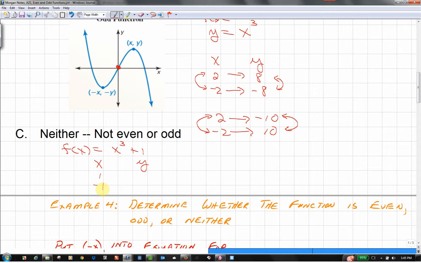So if I put a 1 into here, I get 1 cubed is 1, plus 1, that's 2. Now I put a -1 in, so -1 cubed is -1, plus 1 would be 0. So when I put a -1 in, I get 0, and look what I've got. They're not the same numbers, and they're not numbers that have just opposite signs. That would be neither. So the three situations are even, odd, or neither.